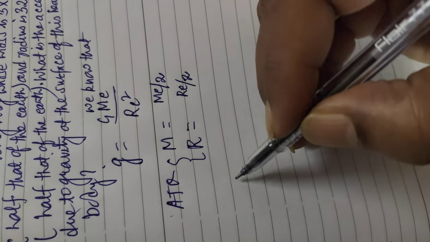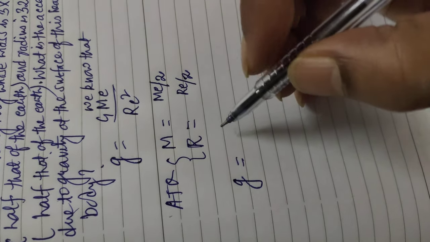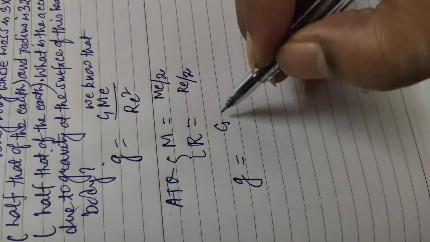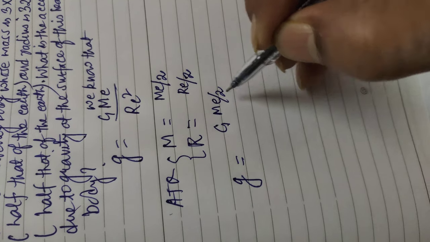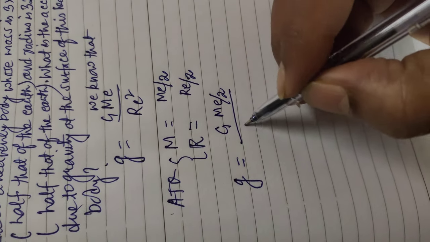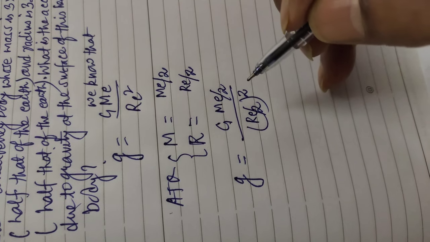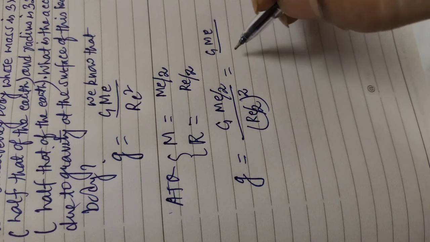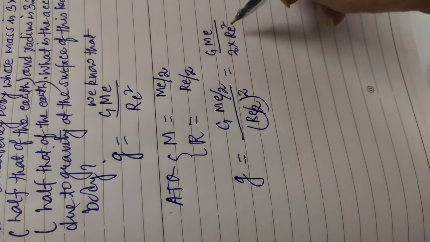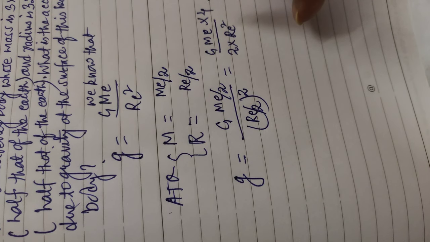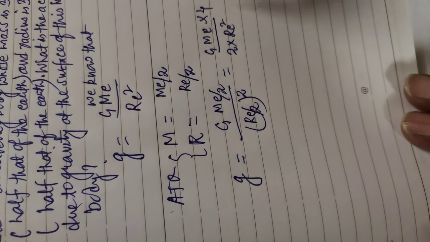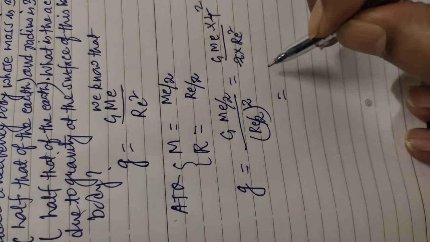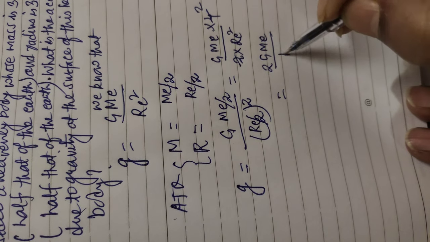we will get g is equal to G, and in place of the mass of the earth we write M_E by 2, and in place of the radius of the earth we write R_E by 2 whole square. So it will be GM_E by 2 R_E square, and the square goes up, so 4. 2 2s are 4, so it will be equal to 2 GM_E by R_E square.